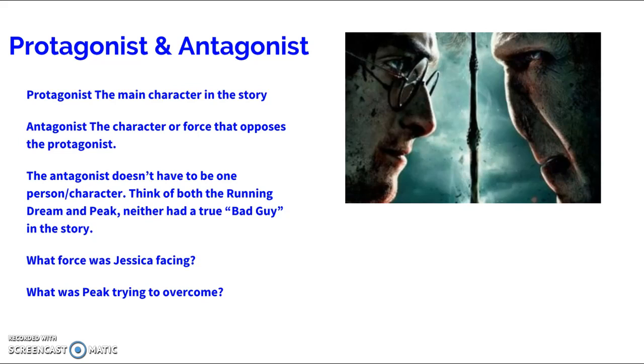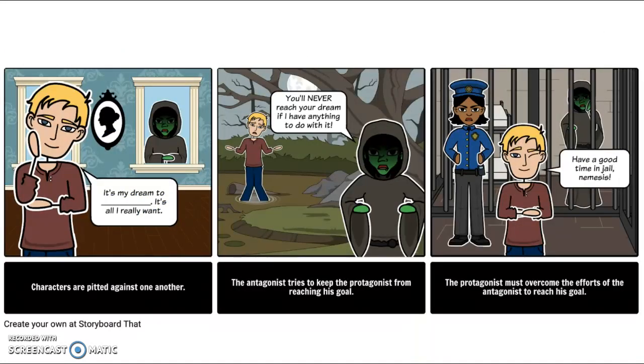So your protagonist or antagonist. An oversimplification of the word protagonist is just the main character. Then the antagonist is the character or force that opposes the protagonist. The antagonist doesn't have to be one person. So when we read The Running Dream or Peak, neither story had a real bad guy, such as Voldemort, but it could be depression or it could be nature. So if you ask yourself, what force was Jessica facing? She was trying to get over her own sense of depression. What was Peak overcoming? He was trying to get over the obligations of family and things like that.